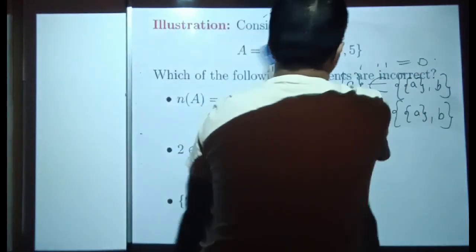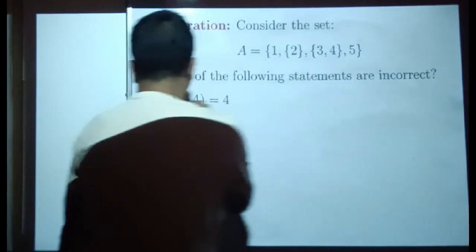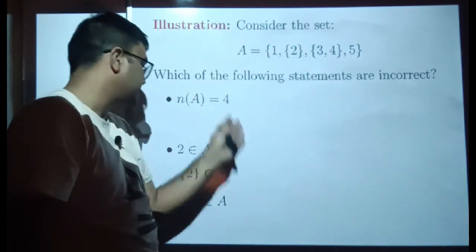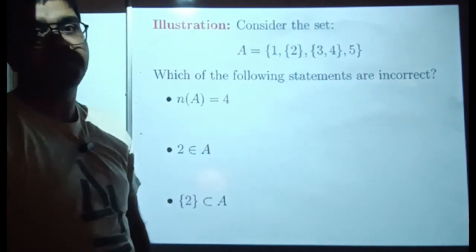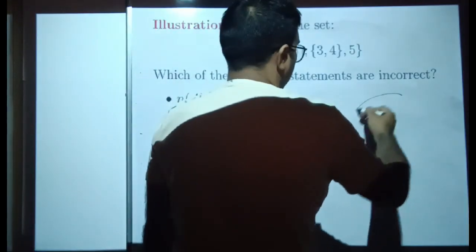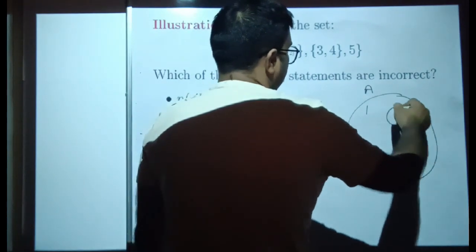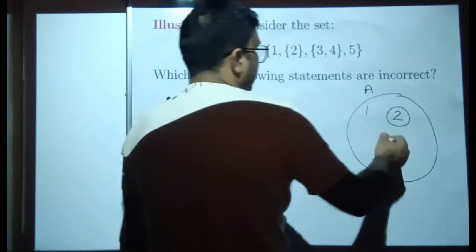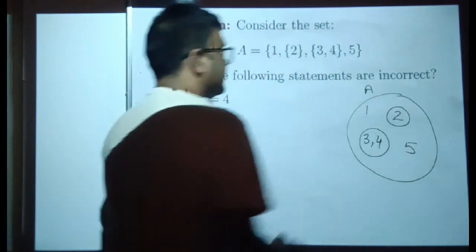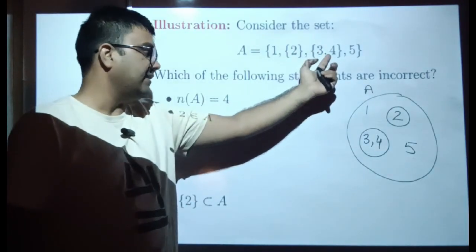Now let us consider another example. This set A is given to us, and if some statements are given, we have to tell whether those statements are correct or not. This is the set A I am talking about. It has the element 1. Then it has a set having the element 2. Then it has a set having the elements 3 and 4. And then it has an element 5. So 1, {2}, {3, 4}, 5.